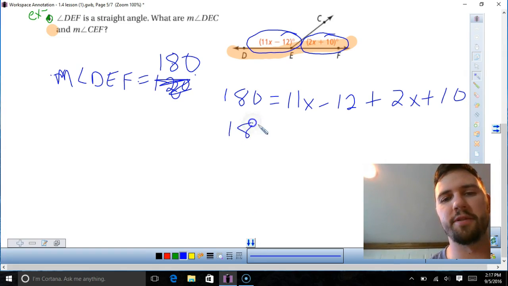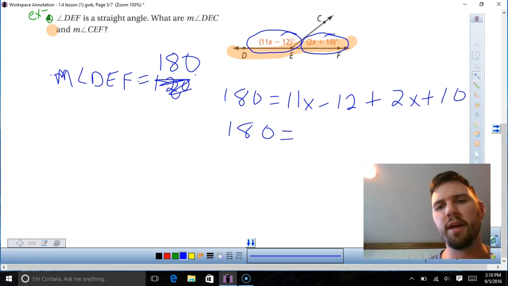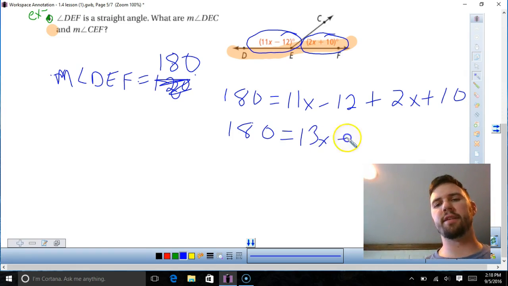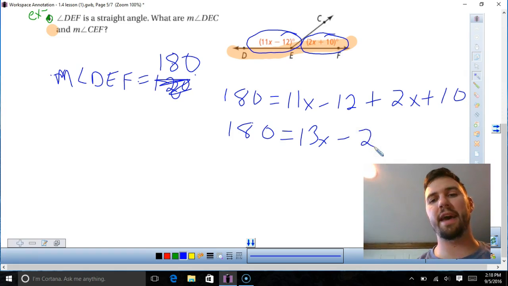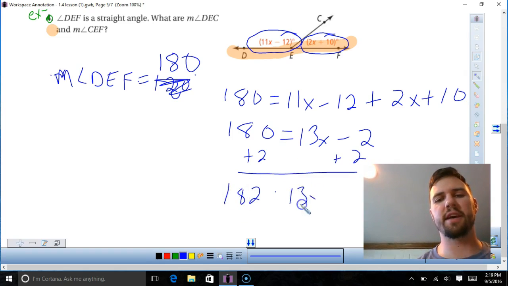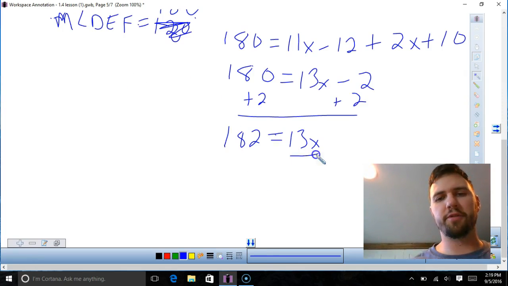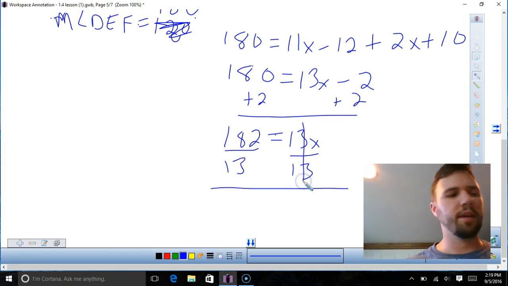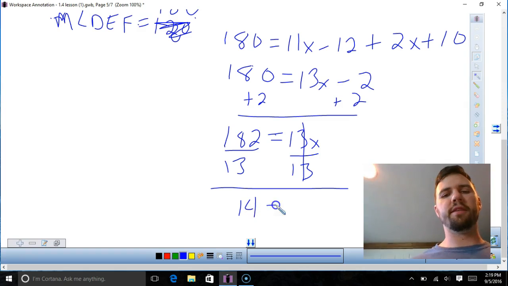So now it's good old-fashioned algebra. 180 equals 11x plus 2x is 13x. Negative 12 plus 10 is minus 2. So then I add 2 to both sides. I get 182 equals 13x, right? Divide both sides by 13. 182 divided by 13 is 14 equals x.